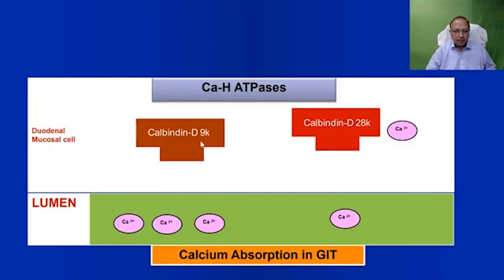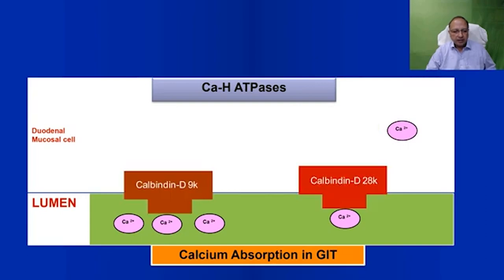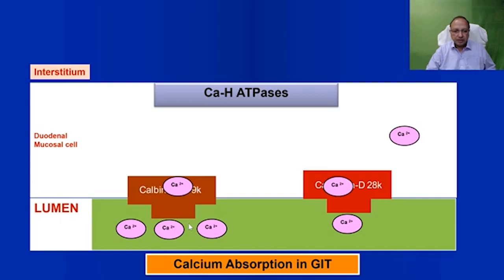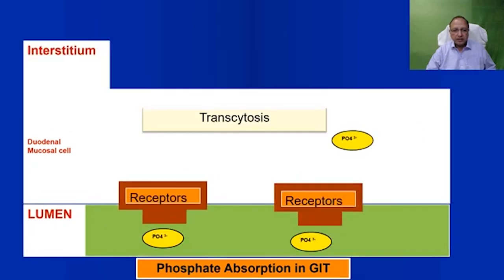So like this calbindin D, and their calbindin are of two types. The calbindin D can be 9K type or the calbindin D 28K type. And within the GIT, for example, if the calcium is present in the diet, when there is an increase in the activity of vitamin D, there will be an increase in the introduction of these calbindins into the luminal surface, and from there will be an increase in the absorption of the calcium ions into the interstitium, and then this calcium will be absorbed, and there will be calcium adaptation level, as we have already discussed.